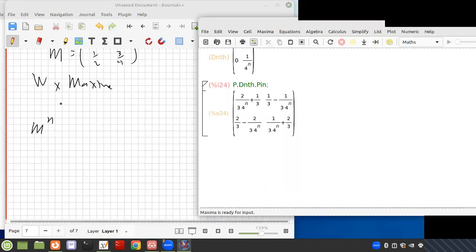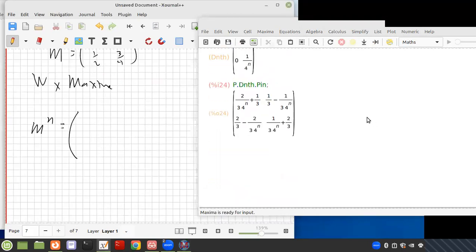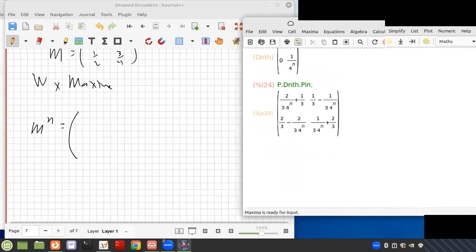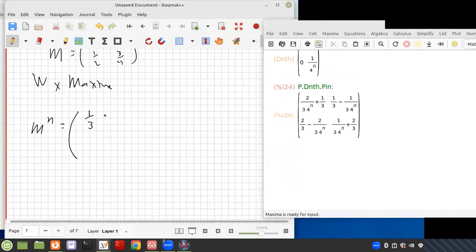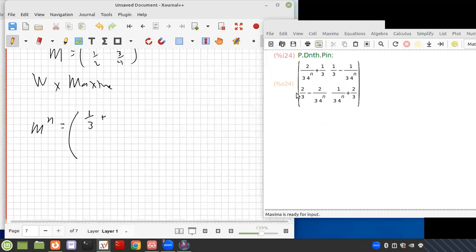Okay. M to the nth equals, this is going to be 1/3 plus, whoa, this is weird. Oh, I see the problem. I want to only have this one available. No. Okay, I guess I shouldn't do that. If you look at this, this is 2/3 times 4 to the n. It's not 3 4 to the n.